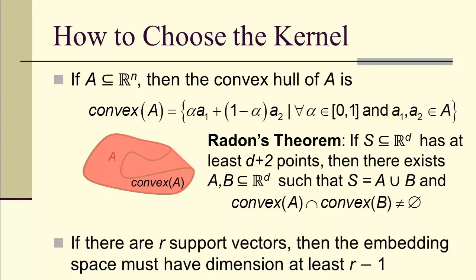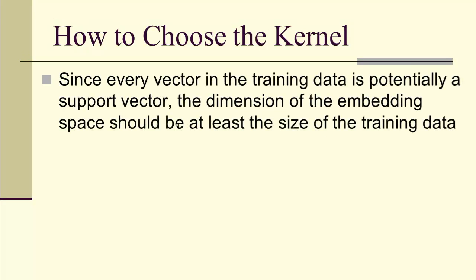Or in high dimensions, a hyperplane. So every vector in the training data, if you're starting a problem, you don't know how many support vectors there are. So therefore, every vector in the training data is potentially a support vector. So the size of the embedding space should at least be the size of the training data.